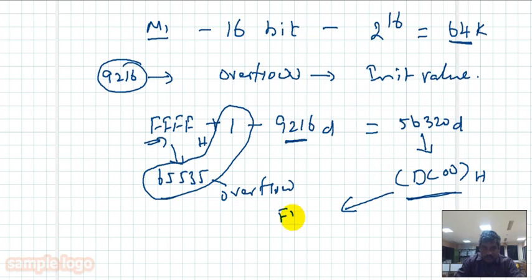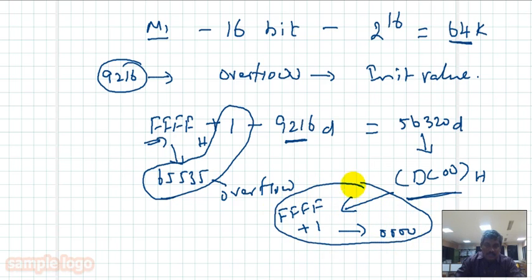What is meant by overflow? It will go to FFFF. Then in the next clock pulse, it will try to load 0000. These things happen after 9216 clocks. It's clear. So we have calculated the initial value. The initial value is DC00. This we note down.